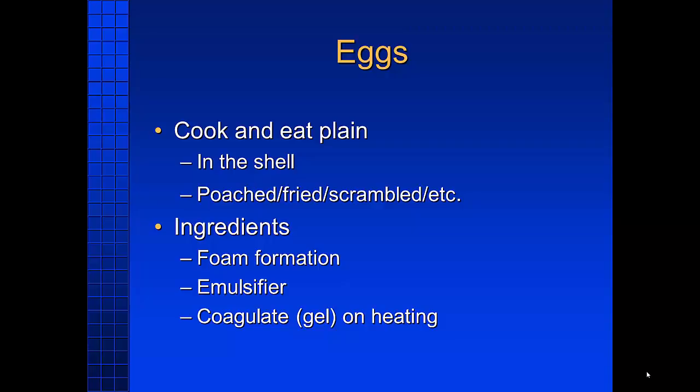Eggs are also commonly used as ingredients in a variety of different foods, and they're used as ingredients because of their ability to form foams, because of their ability to emulsify, and because of their ability to coagulate or form gels when they're heated. And we have observed all of these already in this class. We've talked about foam formation, we've talked about emulsifiers, and also in the custard lab we saw how eggs can coagulate and convert a fluid substance to a solid substance.